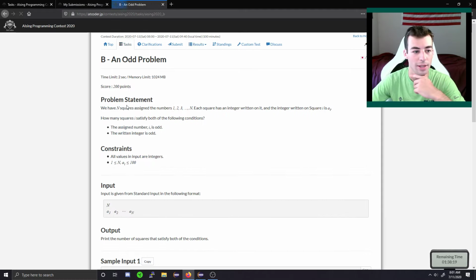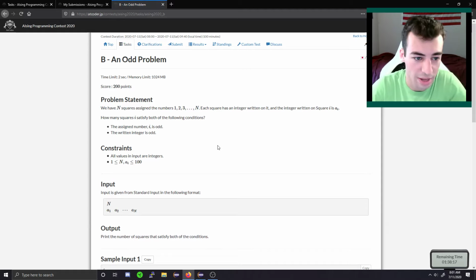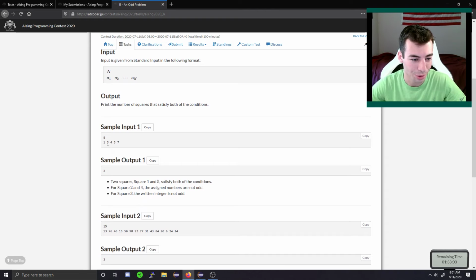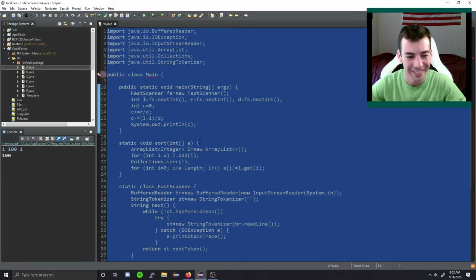Cool. An odd problem. We have n squares assigned the numbers 1 to n. Each square has an integer written on it, and the ith square has the integer a_i. How many squares satisfy both conditions? The number assigned to it is odd. The written integer is odd. Man, that is a boring problem. Okay.